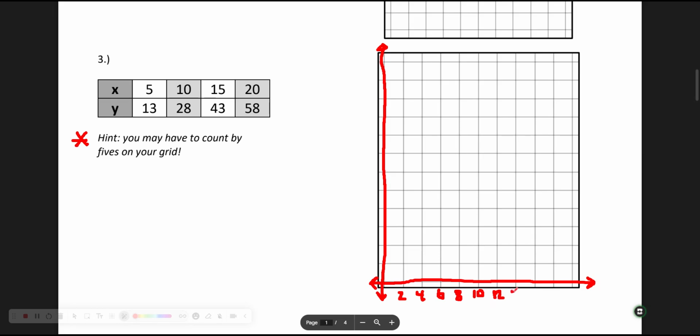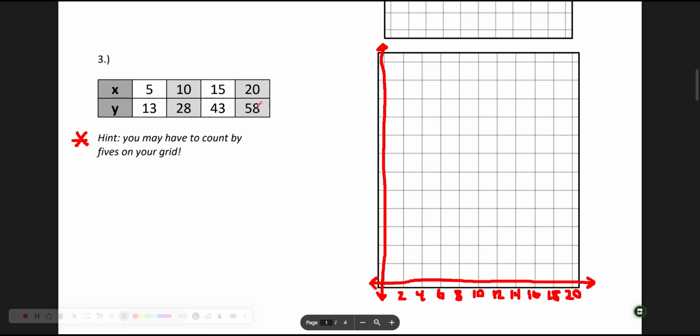If you need to pause at any time to kind of catch up after you see what I'm doing, you can do that. 16, these numbers aren't real clear, sorry about that. 18 and 20. Okay, so along the bottom I just counted by 2s because I only need to go to 20 and I knew that it would fit.